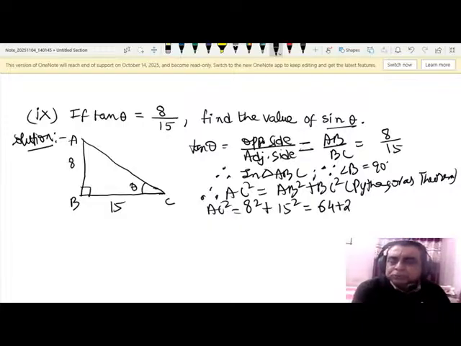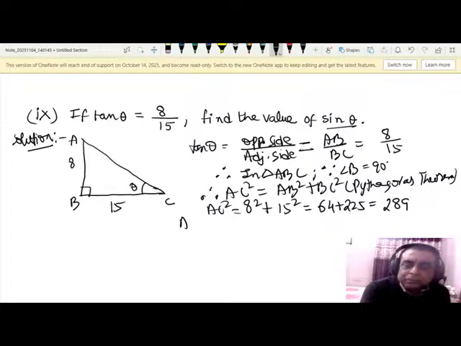15 squared is 225. Add them. So this is coming to 289. So what will be AC? It will be the square root of 289, which is 17. So AC length will be 17.